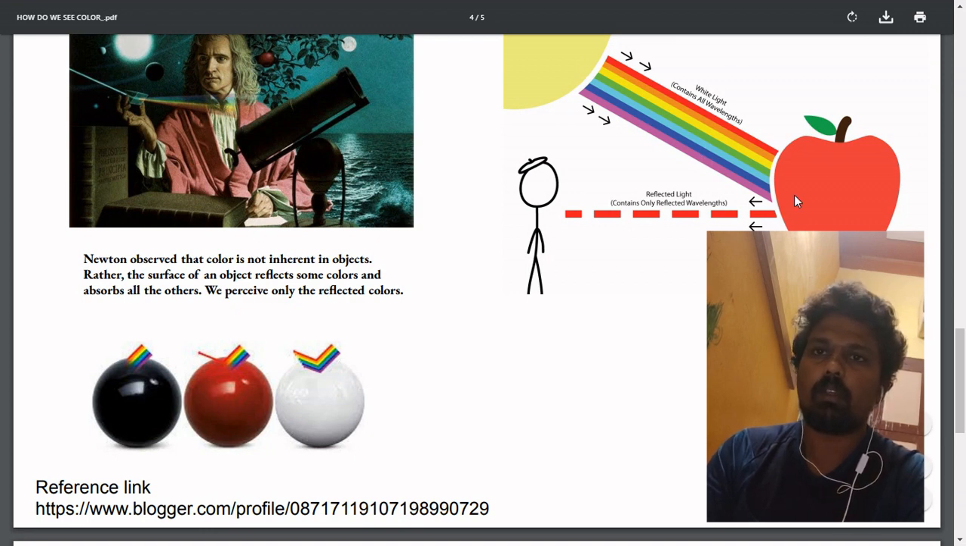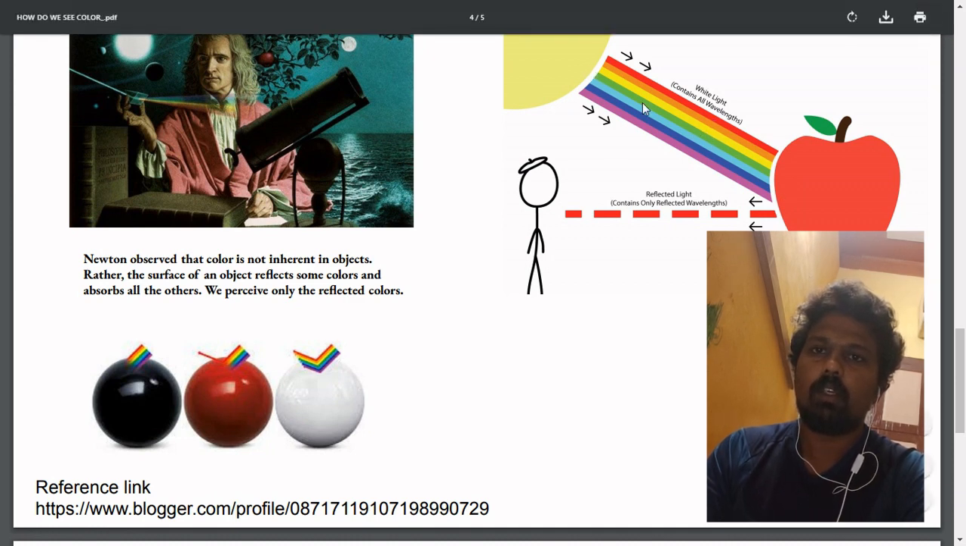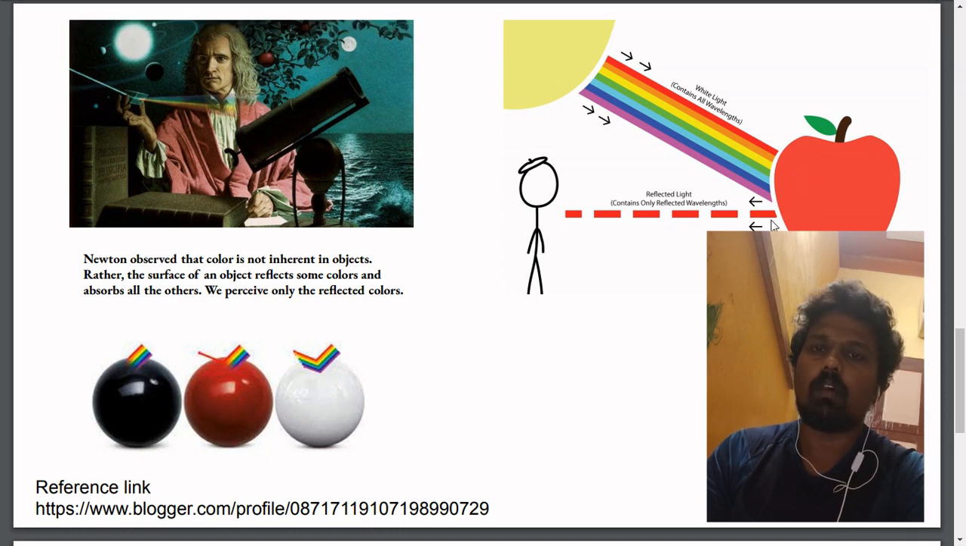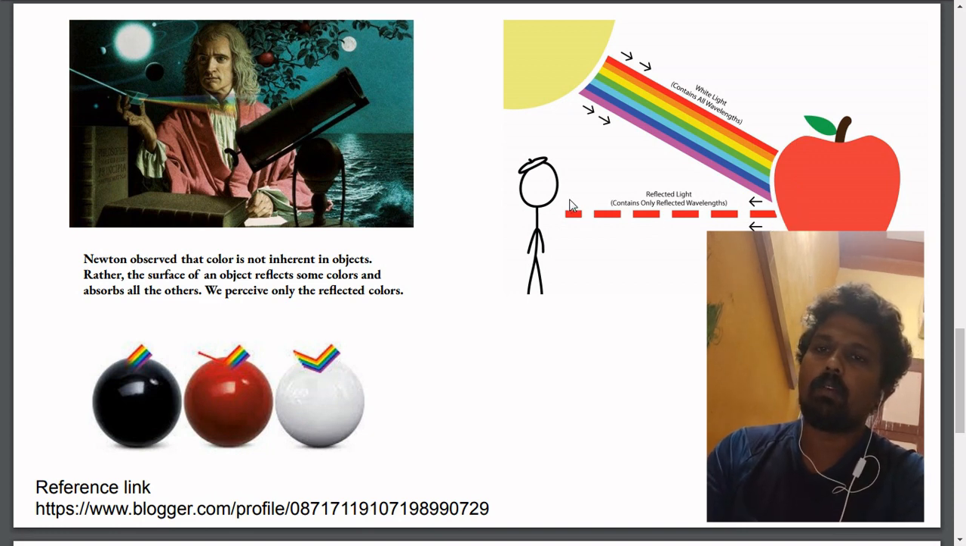Here white is the light source, and it falls on any object. Here we are taking a red apple as an example. From the source all the 7 colors fall on the object, but from the object only one color, red, is reflected. The other 6 colors are absorbed by the object's surface. What color is reflected is what our eyes are able to see.